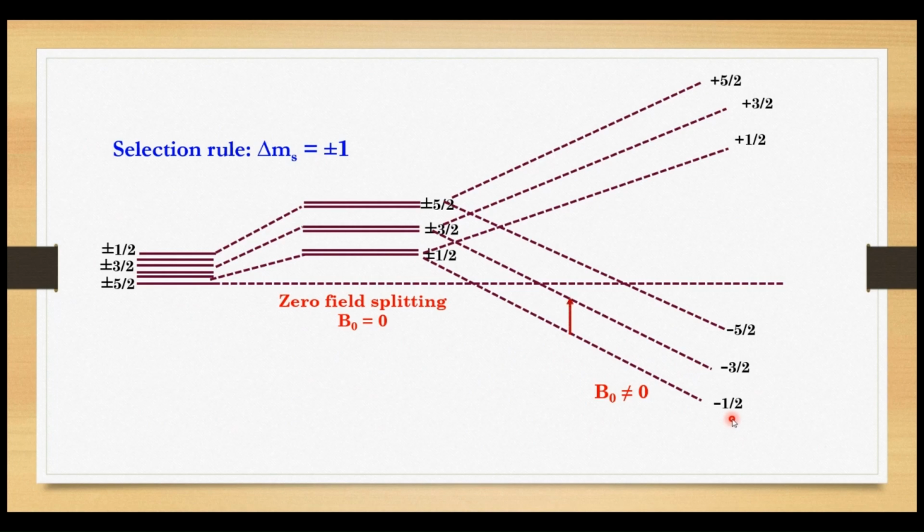That is the first line. Minus 1 by 2 plus 1 will give plus 1 by 2. So that is line number 2. Next, minus 3 by 2 minus 1 is minus 5 by 2. Minus 3 by 2 plus 1 is minus 1 by 2. So that is a lower level, and that line we will not consider.